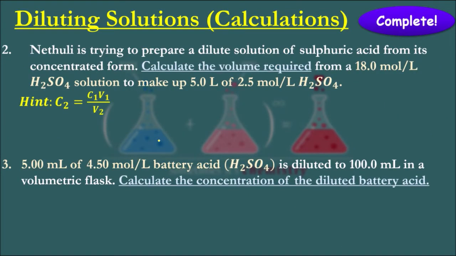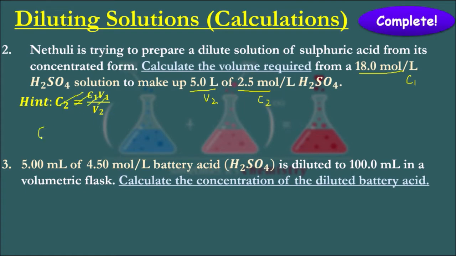Okay, so let's go through some other forms of calculations. We have Nathuli trying to prepare a dilute solution of sulfuric acid from its concentrated form. We want to find the volume required from a 18 mole per liter, that's incredibly high in concentration, that's C1, to make a 5 liter, that's volume 2, to a 2.5 mole concentration of sulfuric acid, that's C2. Okay, so again, ignore the hint one here.